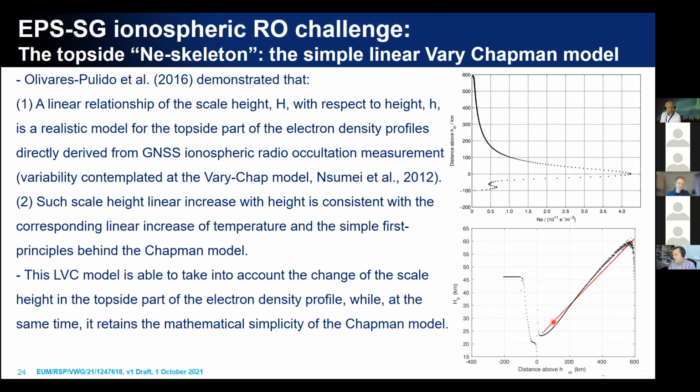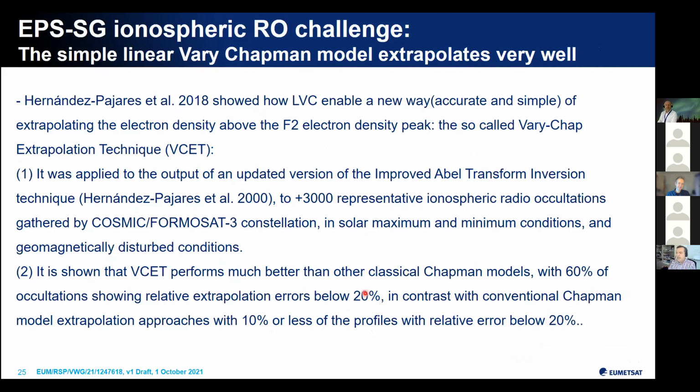It is important to emphasize that this is true for the top side. Bottom side is much different, but it's in the top side where we have the problem. So in the next slide, we provide a first application of this finding in 2018 in a paper where we show that the extrapolation works very well using the linear Chapman model, if you know very well the bottom part, below 500 kilometers, of the electron density profile.